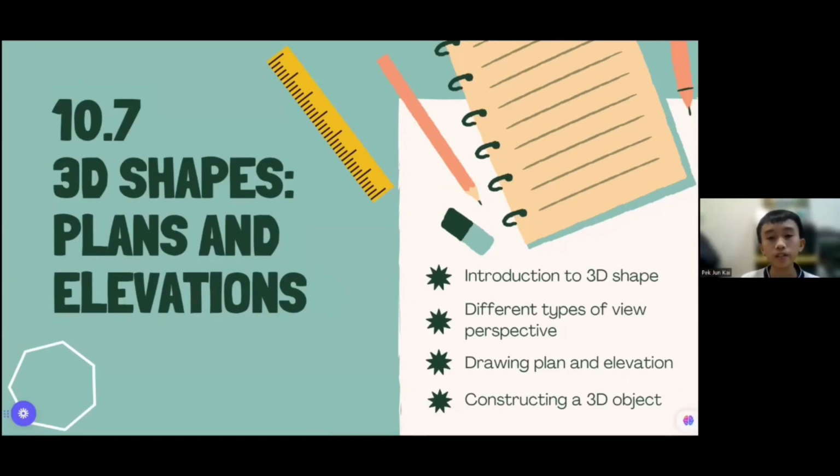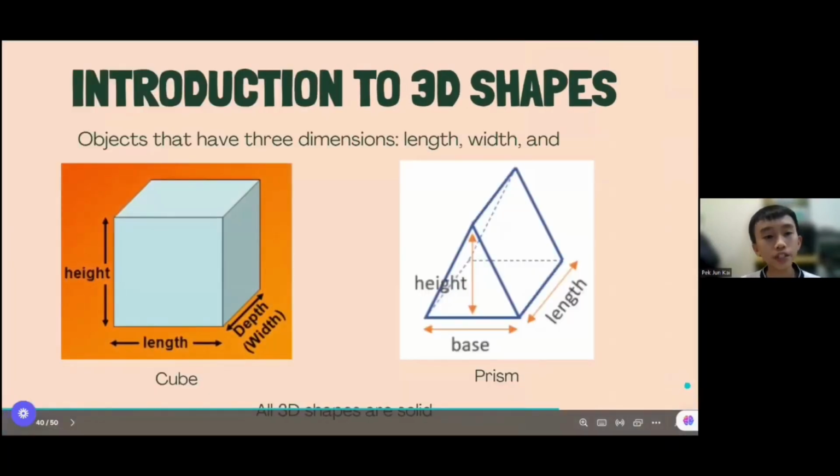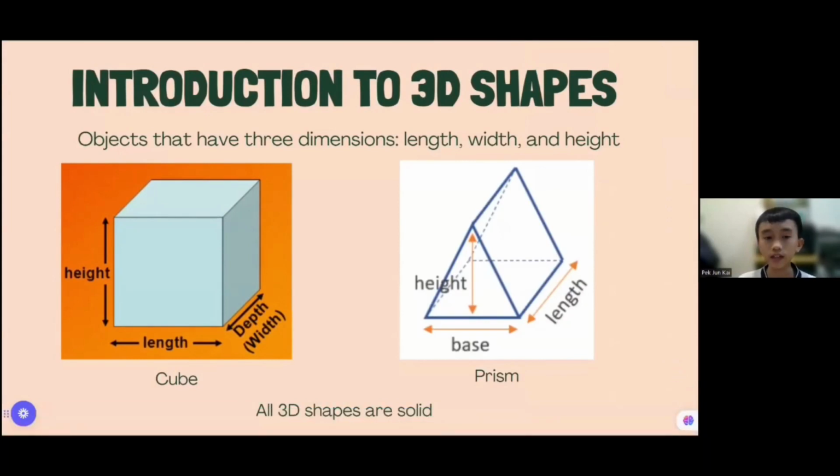In this topic, I will briefly cover the introduction to 3D shapes, different types of view perspective, drawing plan and elevation, and constructing a 3D object. So firstly, 3D shapes are objects that have 3 dimensions, which are length, width, and height. All 3D shapes are solid, not like a 2D shape which only appears on a surface.